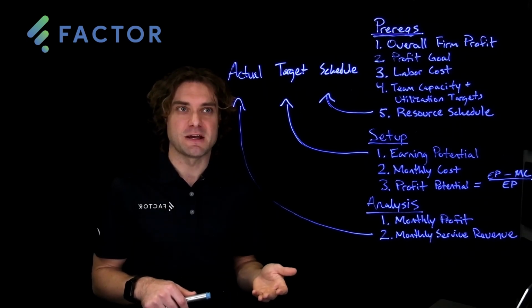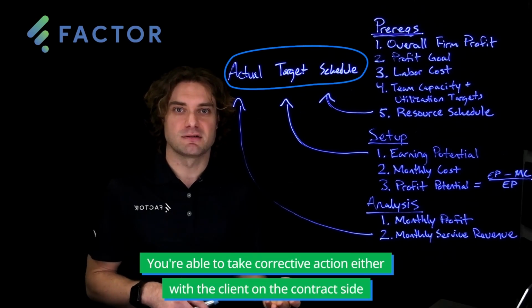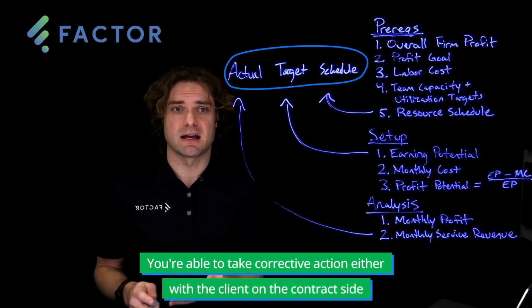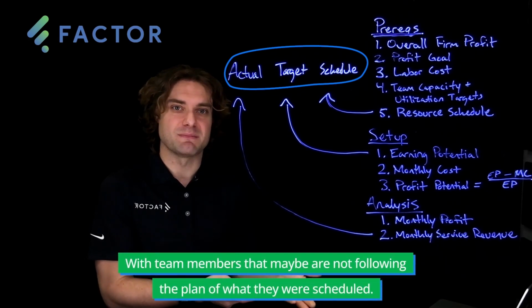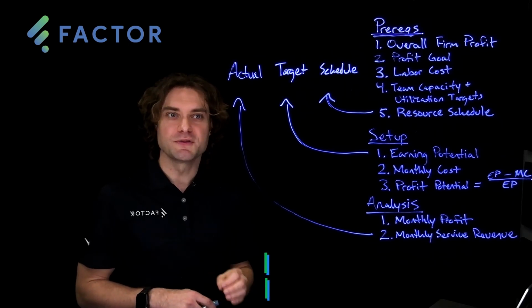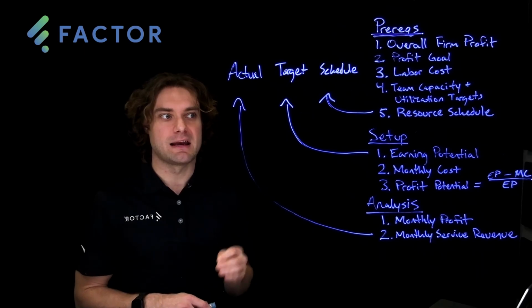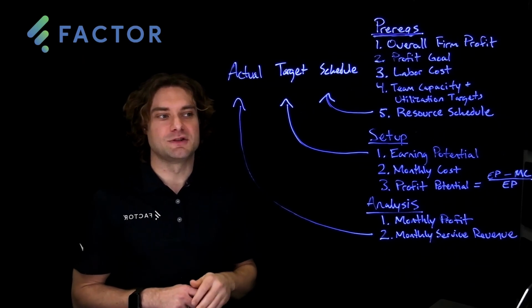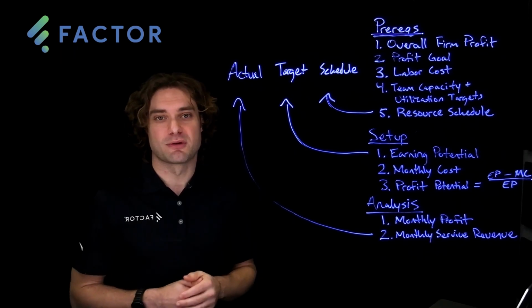Whatever the case may be, once you have these three numbers, you're able to take corrective action, either with the client on the contract side, with your project managers and how they're scheduling or controlling scope, with team members that maybe are not following the plan of what they were scheduled. And most importantly, you can answer why you are or are not hitting earning potential that lets you clear monthly cost and hit profit potential and then exceed your profit goal.